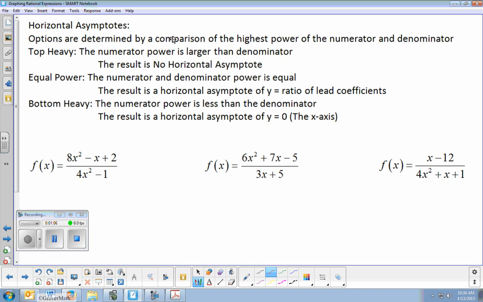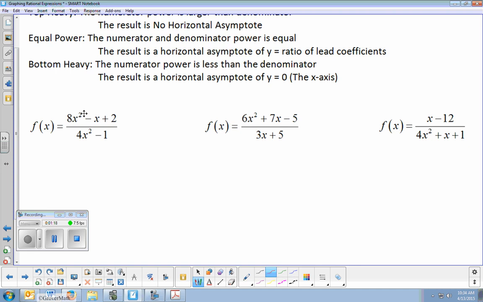Options are determined by a comparison of the highest power of the numerator and denominator. What we mean by that is, take a look at our example here. It says 8x squared minus x plus 2. The highest power is x squared. The highest exponent is the highest power. And the highest power in the denominator here is x squared. So it's comparing the powers. Let me go back to reading that for you.